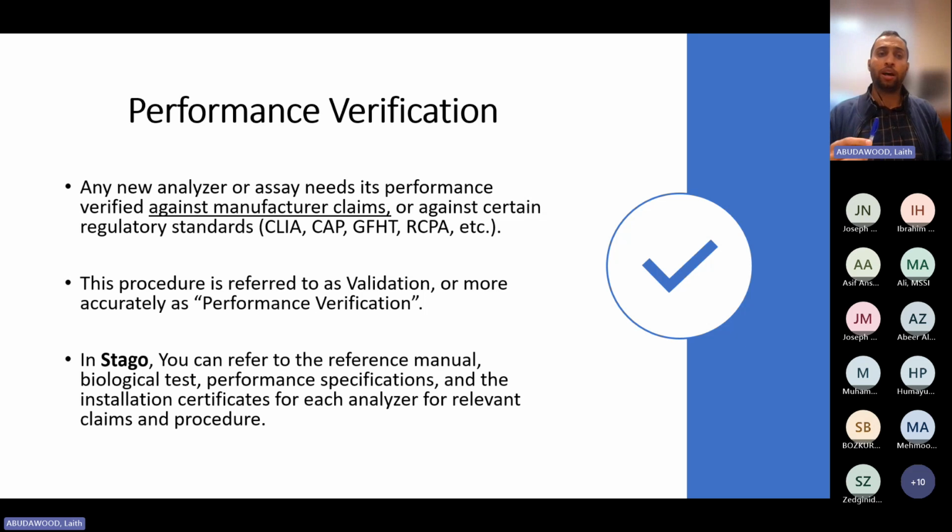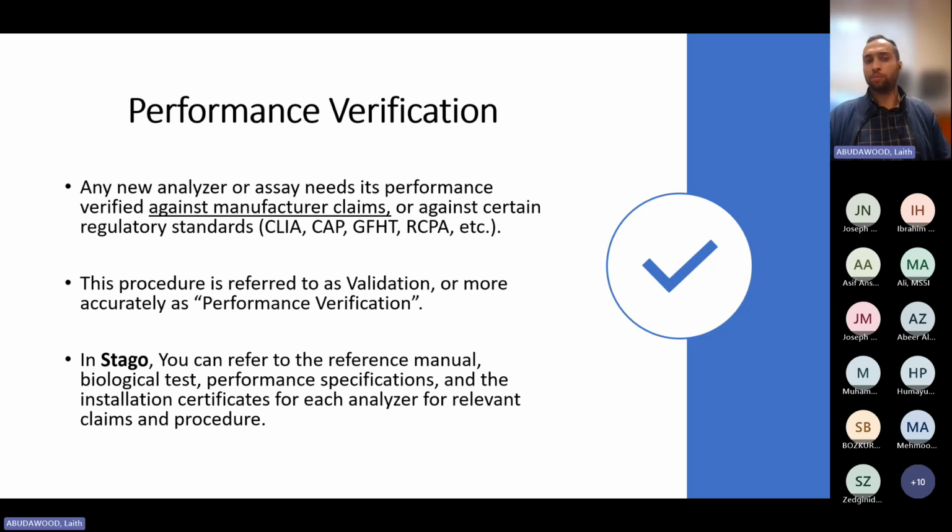You need to know that when I verify the performance, I'm simply testing the analyzer to see if it meets Stago's claim. So Stago says my analyzer is this precise. I need to test, is it really this precise? Stago says my analyzer is this accurate. I need to test, is it really this accurate? If it really is within Stago's claim, then I, as a customer, am sure that this analyzer is performing well. Now, if Stago doesn't have a claim, what should I do next?